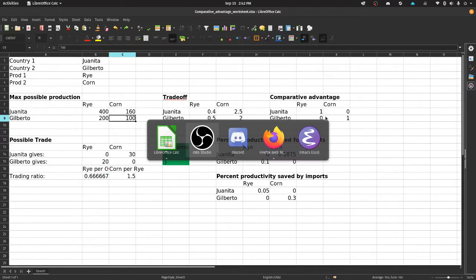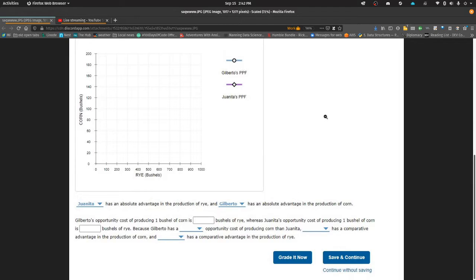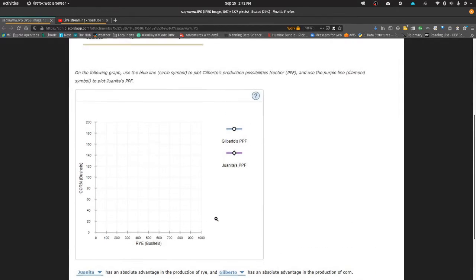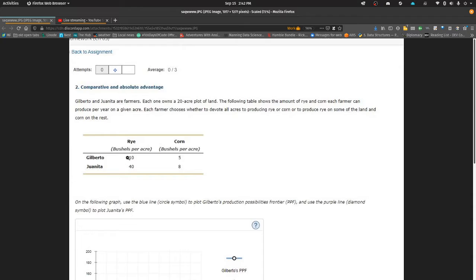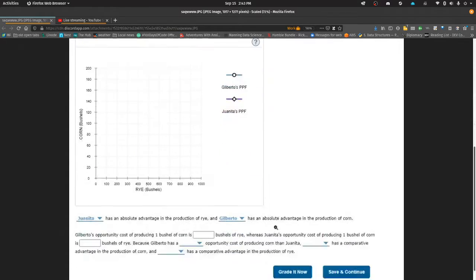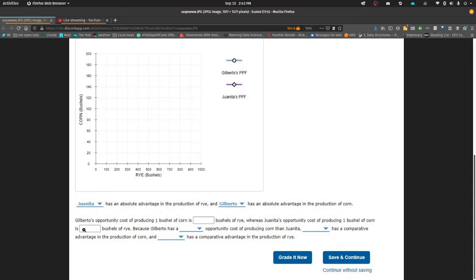So let's stick with those numbers we've got and take a look at our problem again. Gilberto's opportunity cost of producing 1 bushel of corn. Let's just look per acre. If he uses 1 acre to produce corn, that means he doesn't have that 1 acre available to produce rye, which means he could get 5 corn, but it comes at the cost of 10 rye, which means 1 corn is going to be 1/5 of that amount, which is 1/5 of 10, which is 2. So Gilberto's cost of corn is 2 bushels of rye.